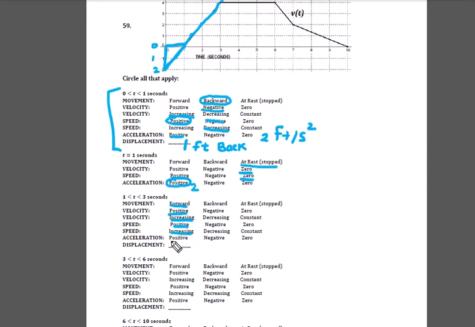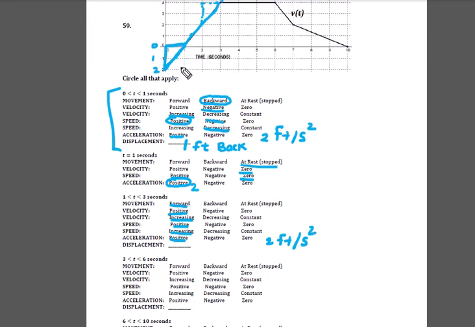And acceleration is the slope, which is positive. Still positive 2 because we're going up 2 over 1. The slope is always 2 on that line. So you can put over here positive 2 feet per second squared.